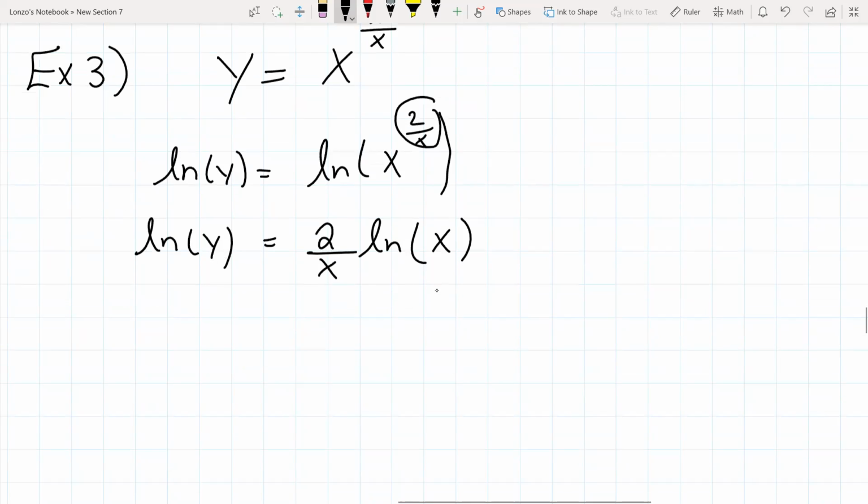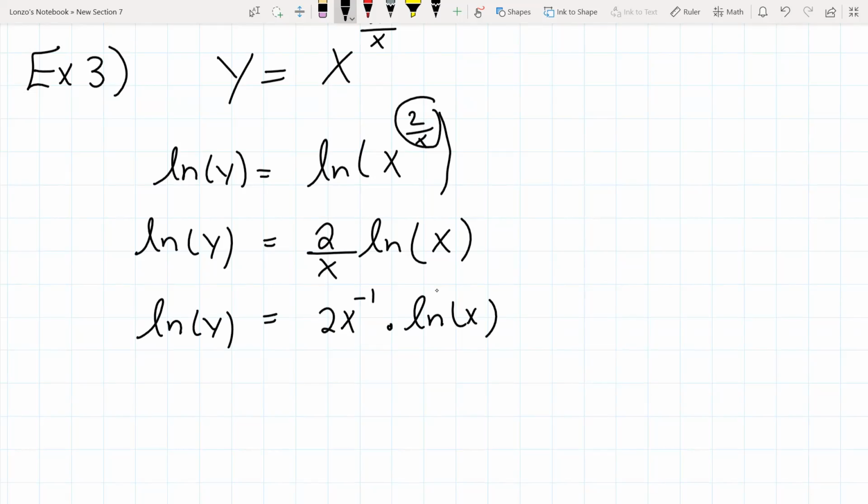Okay, and then what you could actually do is rewrite 2 over x as 2x to the negative 1 times ln of x. Then what you could do is take the derivative with respect to x. So this is going to be 1 over y dy over dx.